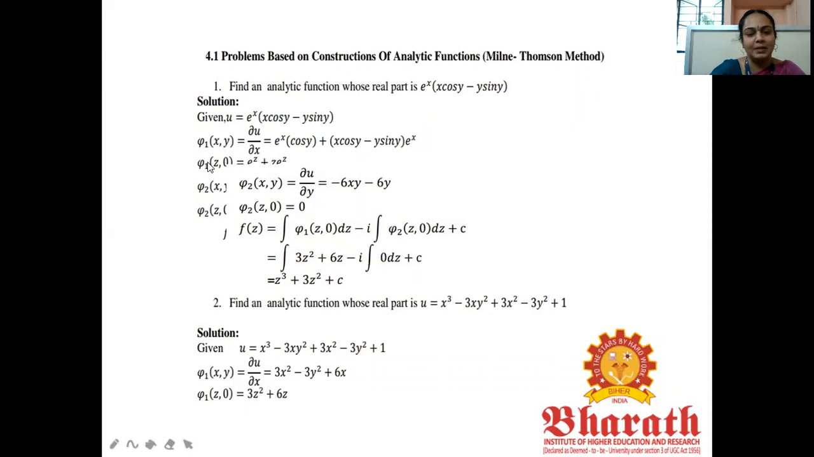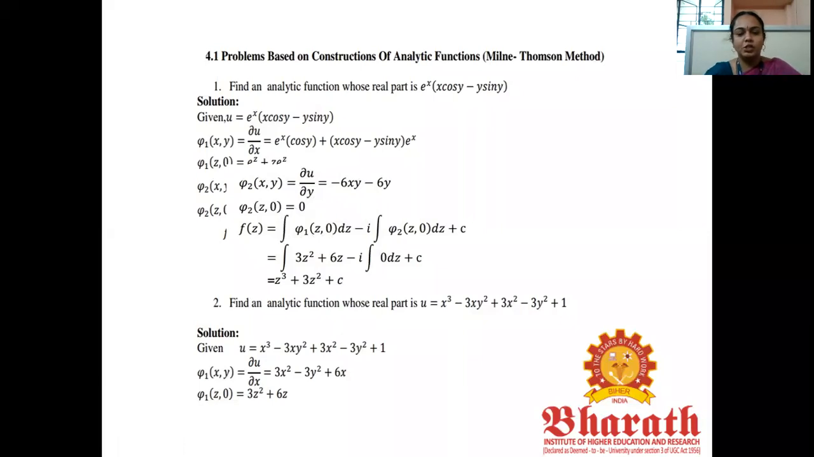In the place of x replace z, and in the place of y replace 0, we get e^z plus z e^z. The second term is phi 2 of x comma y, which is dou u by dou y. Dou u by dou y equals minus 6xy minus 6y. So now f of z equals the integral of phi 1 of z comma 0 minus i into phi 2 of z comma 0 dz plus c. After taking the integral, we get z cubed plus 3z squared plus c.